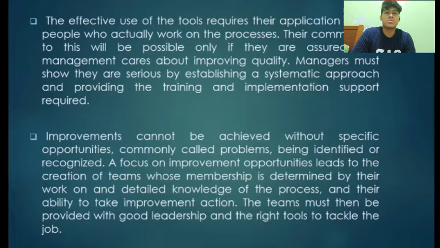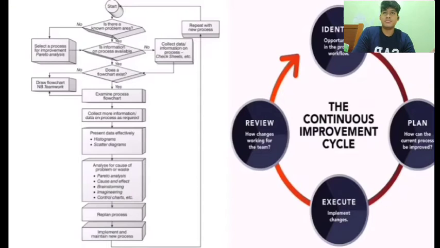So, a focus on improvement opportunity leads to the creation of teams whose membership is determined by their work on and detailed knowledge of the process. So, hindi mo pwedeng bastang mag-improve ka lang. Kailangan alam mo din kung ano yung certain problems sa isang system bago mo to ma-approach or masolusyonan ng tama.